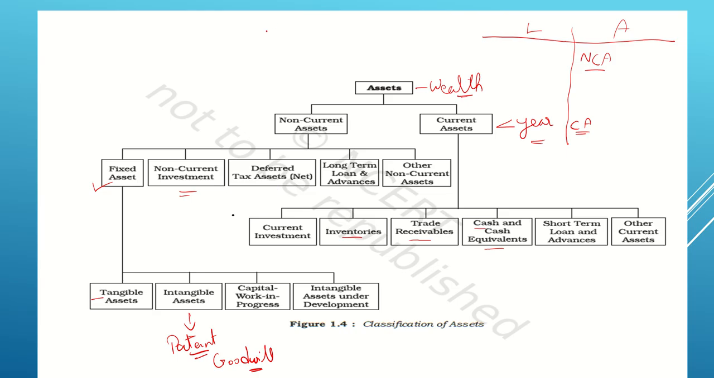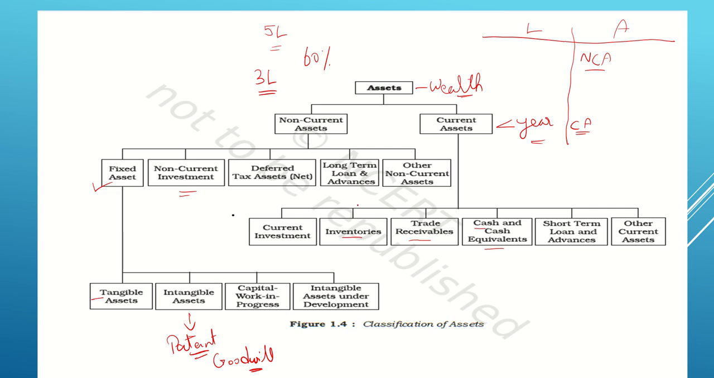Supposing I calculate my tax liability for the year might come up to 5 lakh. So what I'll do, I have to pay advance tax to the department. Supposing I pay 60% of it as advance tax, which is 3 lakh. So this amount I will show here, under deferred tax assets net.